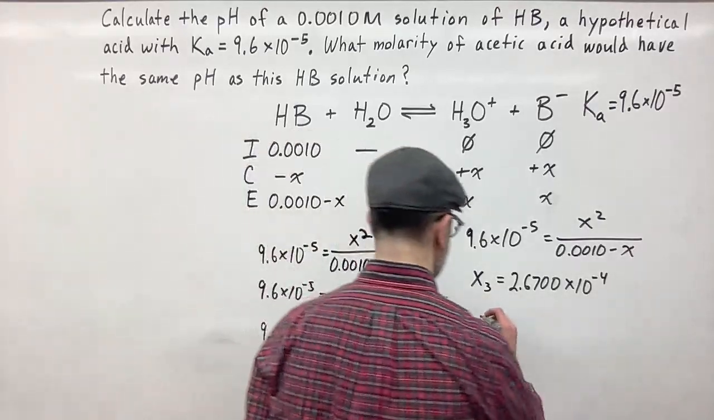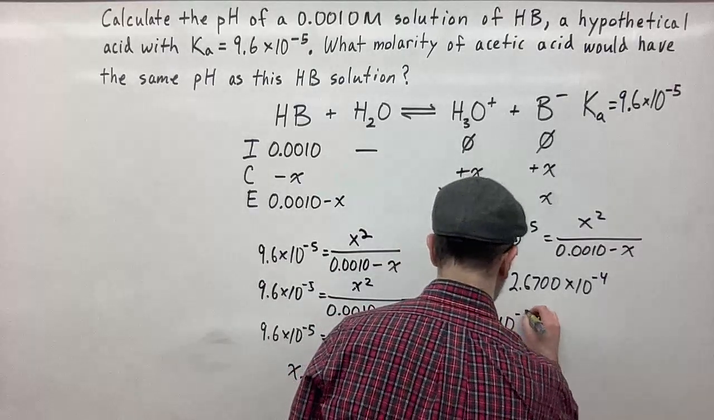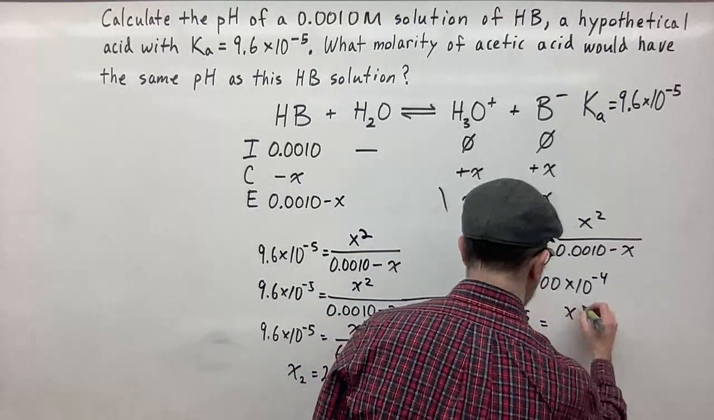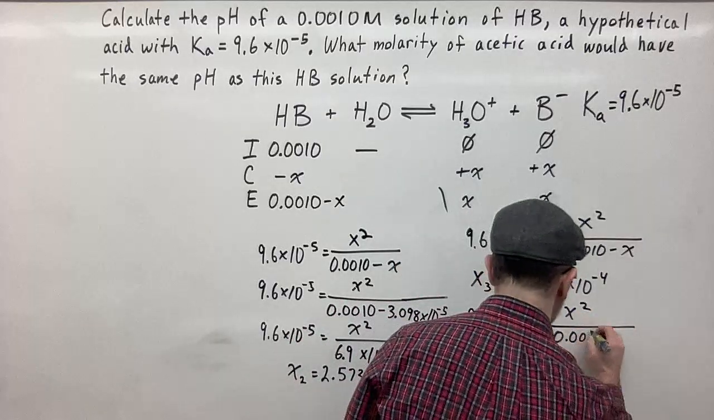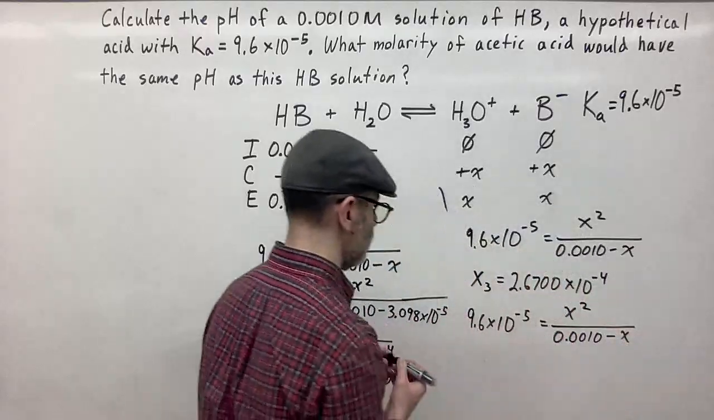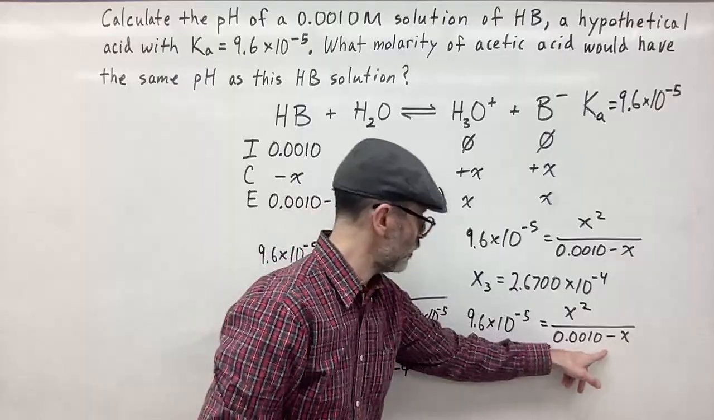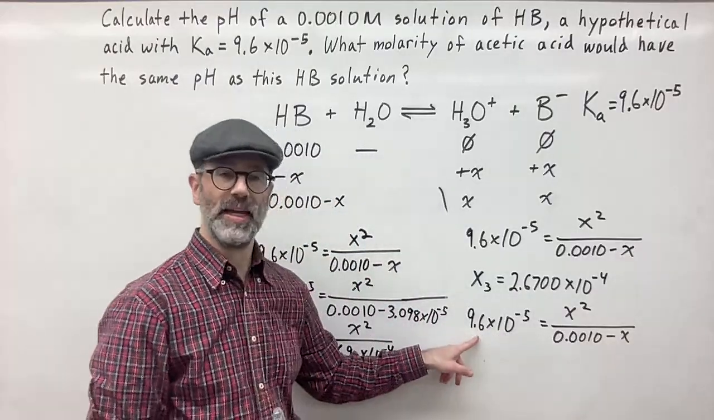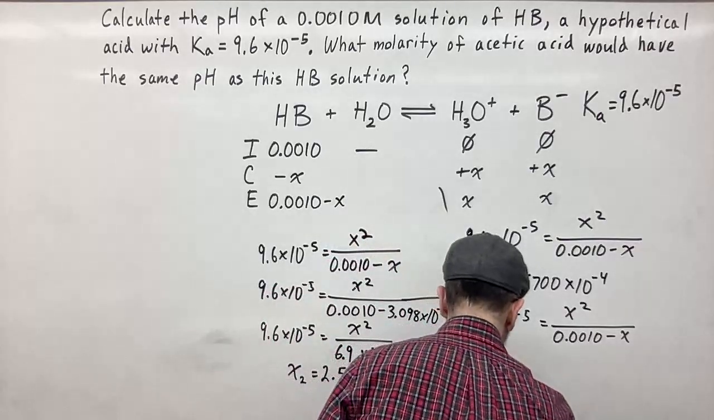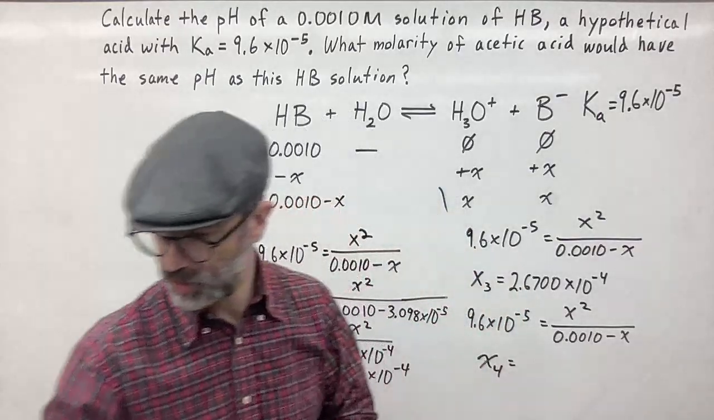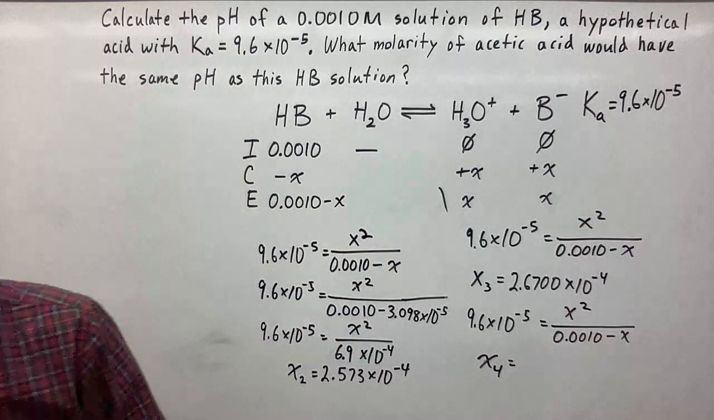So let's keep going. Now I'm going to take 9.6 times 10 to the negative 5 equal to x squared over 0.0010 minus x. Again, I'm going to plug this in here, subtract from the initial concentration, multiply by the Ka, take the square root, and the fourth iteration I get is 2.6526.